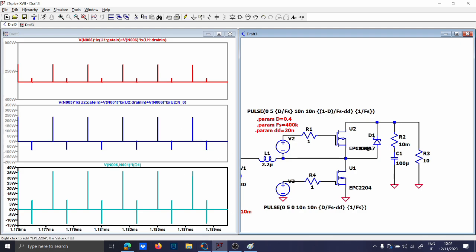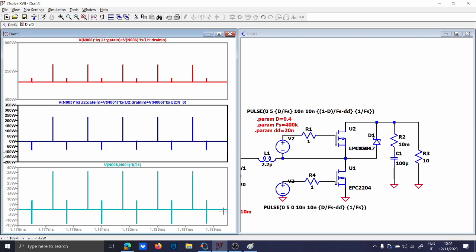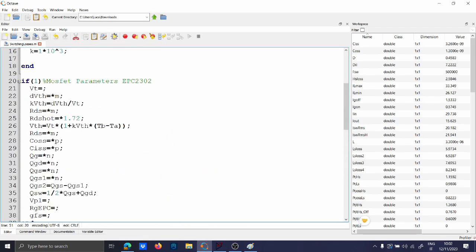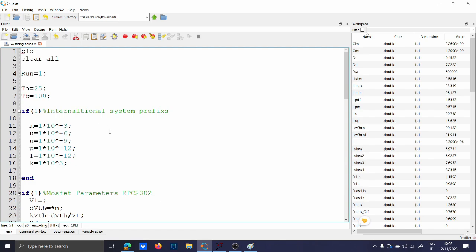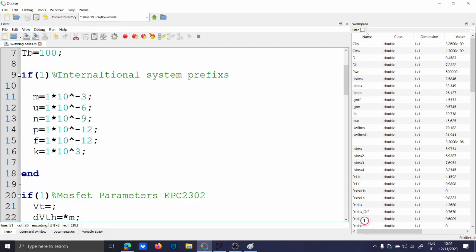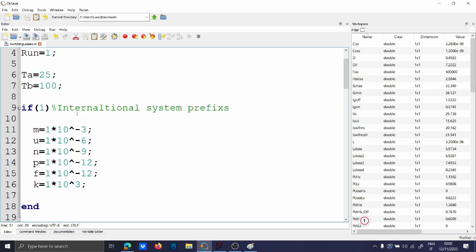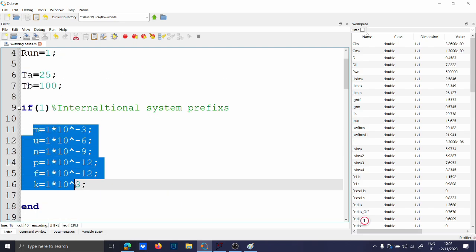But now we want another method to estimate these losses on a real circuit. For this reason, I created a script, and I will show you how to create a script for the switching losses. First of all, I suggest that you use the international system prefix like this, because it will be very, very useful onwards.